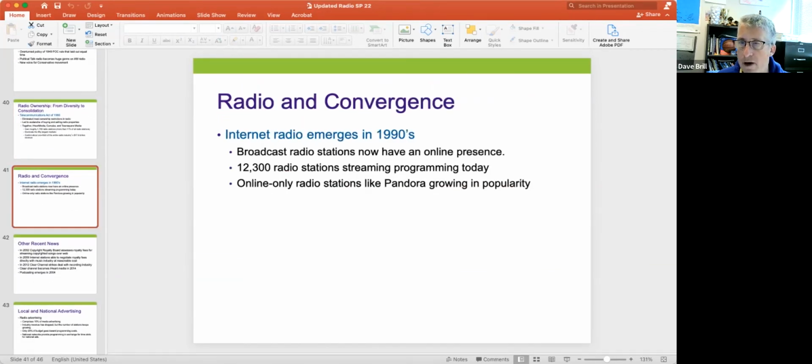All right, internet radio emerges in the 1990s. Broadcast radio stations now have an online presence because of convergence. There's that word again. 12,300 radio stations are streaming programming today. Online-only radio stations like Pandora, of course, have grown in popularity. I know a lot of you have Spotify, maybe you have Pandora, and a lot of you obviously have iHeart. iHeart has a huge system. Bottom line is you can listen to just about any radio station across the country online now, which is really cool. I love that we have those choices.